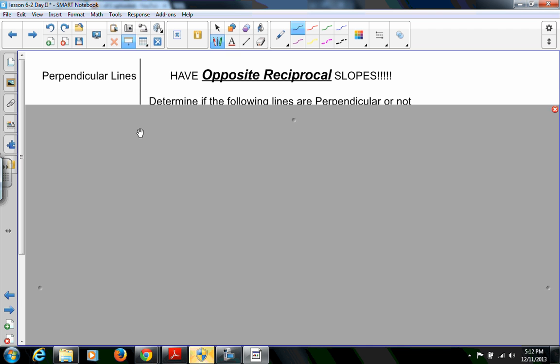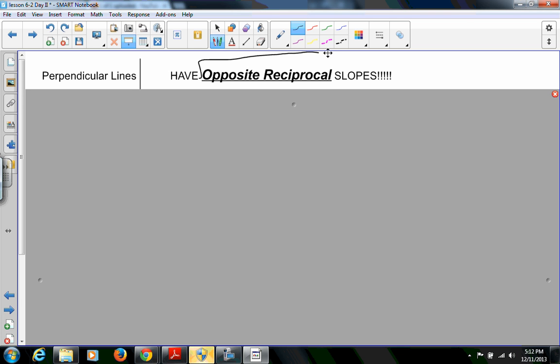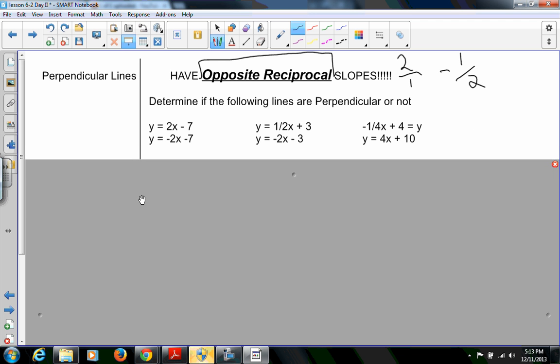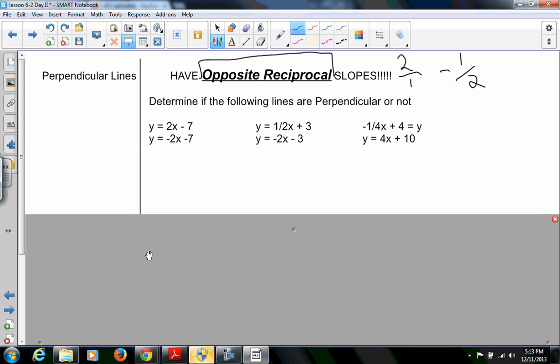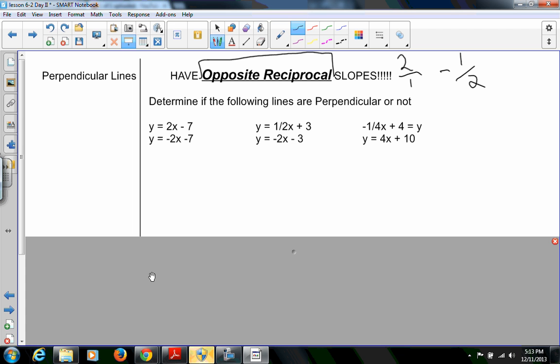Perpendicular lines have opposite reciprocal slopes. Opposite reciprocal. So that means that if I have a slope of 2, the opposite reciprocal, remember this is really 2 over 1, would be negative 1 over 2. They have opposite reciprocal slopes. So questions will ask you, determine if the following lines are perpendicular or not.